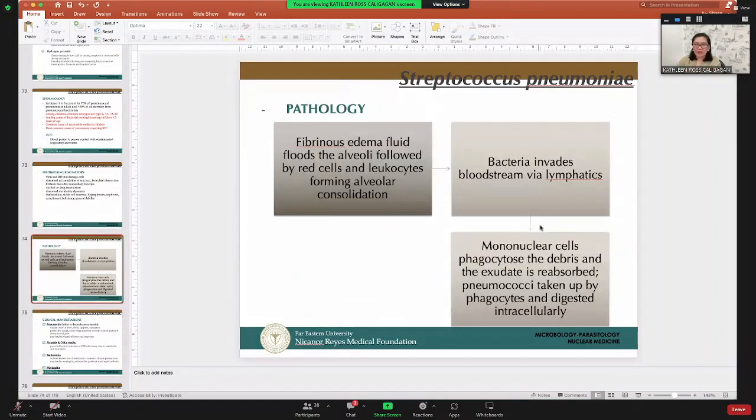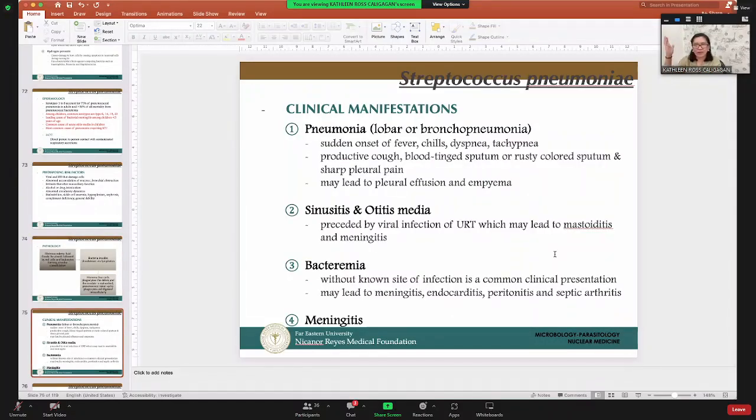So from here, mononuclear cells phagocytose the debris and it is distributed to other organ systems. There are basically 4 manifestations of Streptococcus pneumoniae. You have pneumonia, lobar or bronchopneumonia, clinically manifested as sudden onset of fever, chills, dyspnea, tachypnea, productive cough, blood-tinged or rusty-colored sputum, and sharp pleuritic pain. This may lead to pleural effusion and empyema.